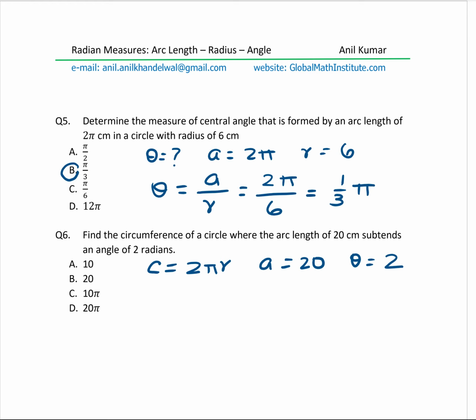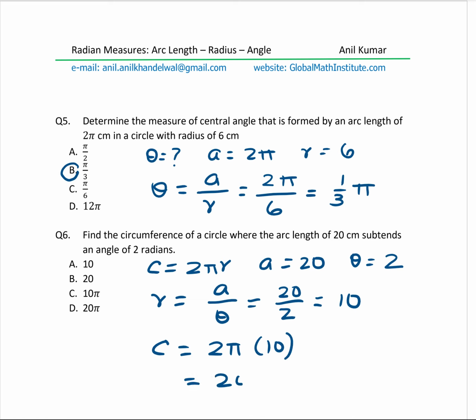So first step will be to find r, and then we can find the circumference. R, as you know, is the ratio of arc length to the angle theta. So it is 20 over 2, which is 10. And therefore, the circumference will be 2 pi times 10, or equal to 20 pi. So the answer matches with D, which is 20 pi. So I hope the steps are absolutely clear.